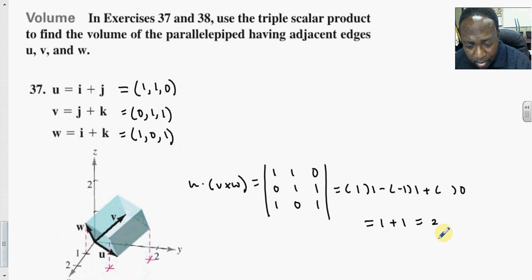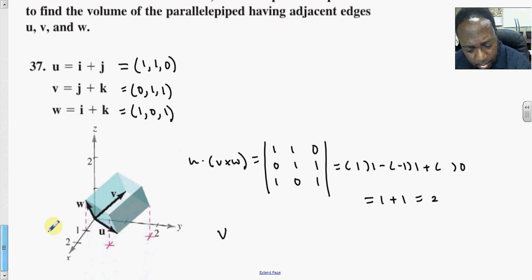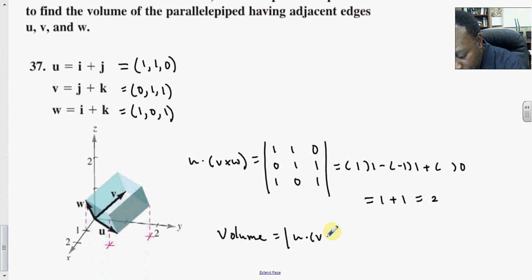It's already positive, so the volume is the absolute value of the dot product of u with the cross product of v and w. Absolute value of 2, but it's already positive. That's it.